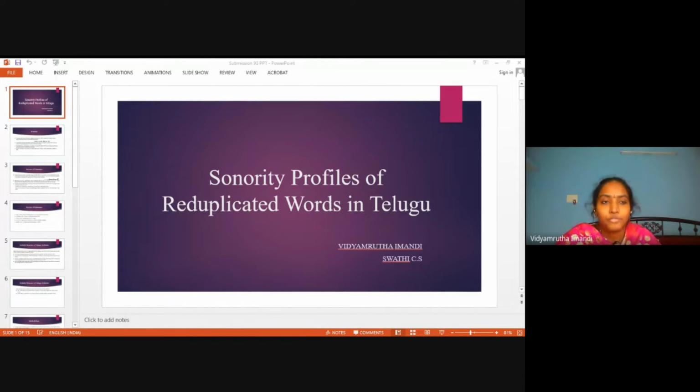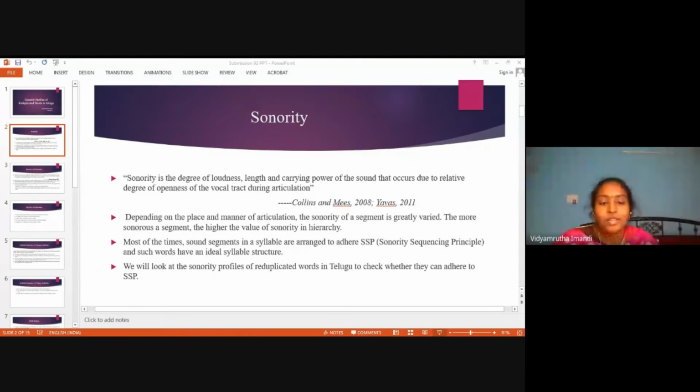sonority is a word that's derived from the Latin word sonus, and this means sound, which can be perceived as a segment, a phonological segment, and also quality of sound, that quantity of sound. Based on the obvious meaning of sonus, there are many phonologists that have come up with a definition for sonority. Sonority is nothing but the degree of loudness, length, and carrying power of the sound that occurs due to relative degree of openness of the vocal tract during articulation.